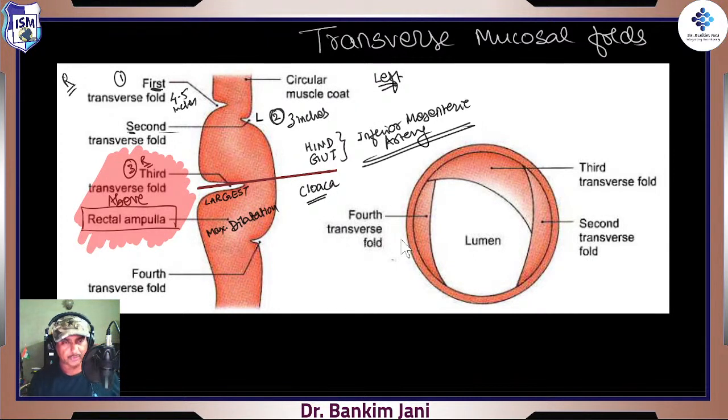Then this fourth one is a bit inconsistent, but as we said, right, left, right, so this has to be left. So this is the fourth one, about 1 inch from the anal canal. Sometimes it is present, sometimes not, so we'll just put a question mark. That means it is inconsistent. So that's how all these folds are arranged, and the lumen would be something like this. That's the game of this entire set of transverse mucosal folds.